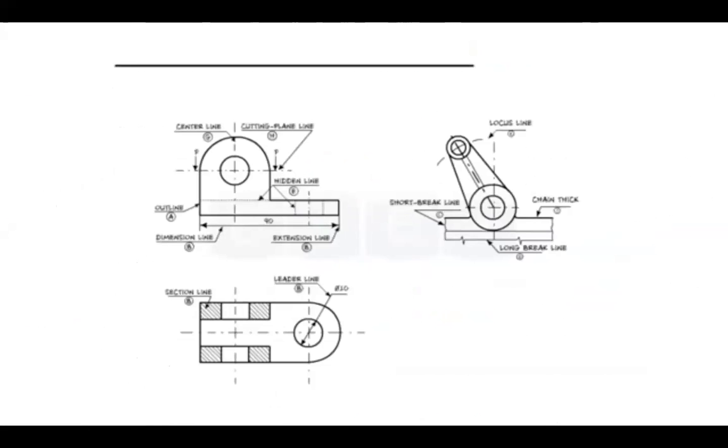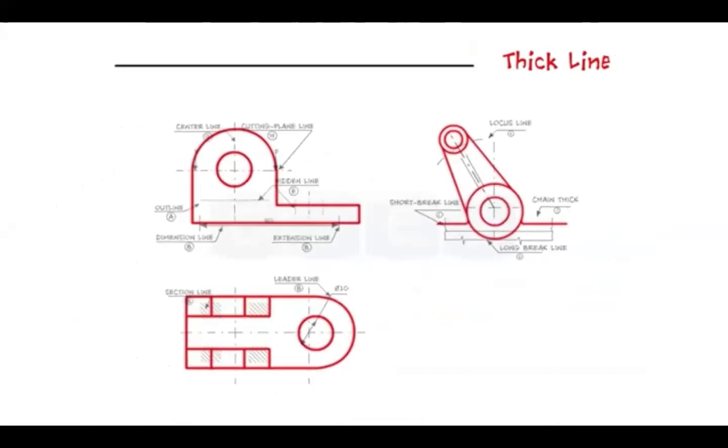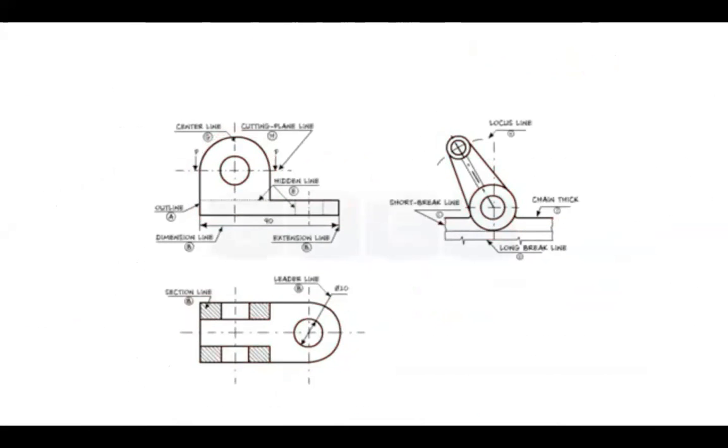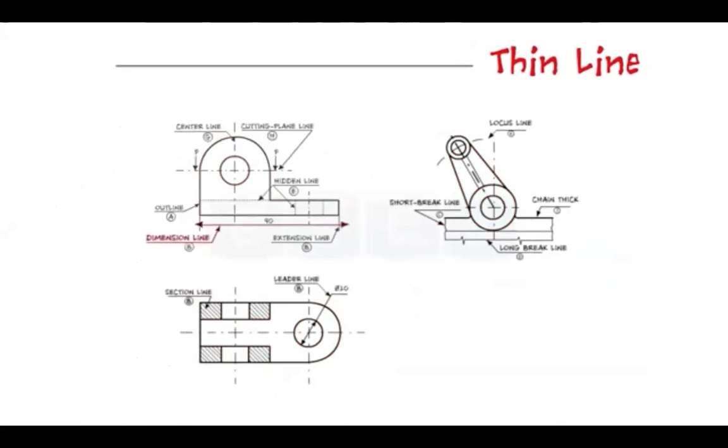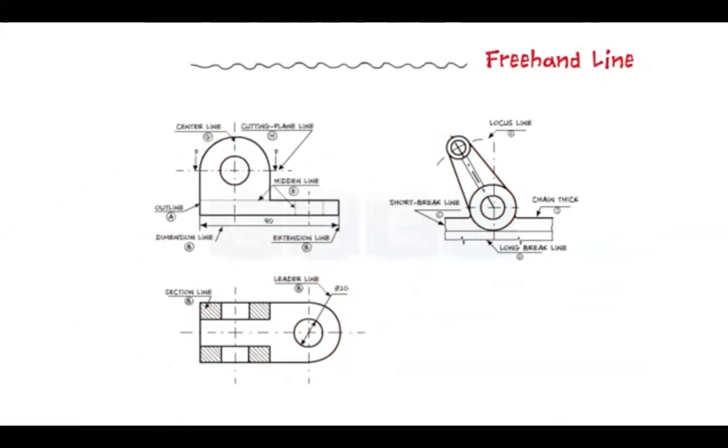First is a continuous thick line. This line is used to display outline and edges of the main drawing. Next is the continuous thin line. This line is basically used for dimension, extension, projection, leaders, hatching, etc. Next is a continuous thin freehand line. This line is used to show short break or irregular boundaries.